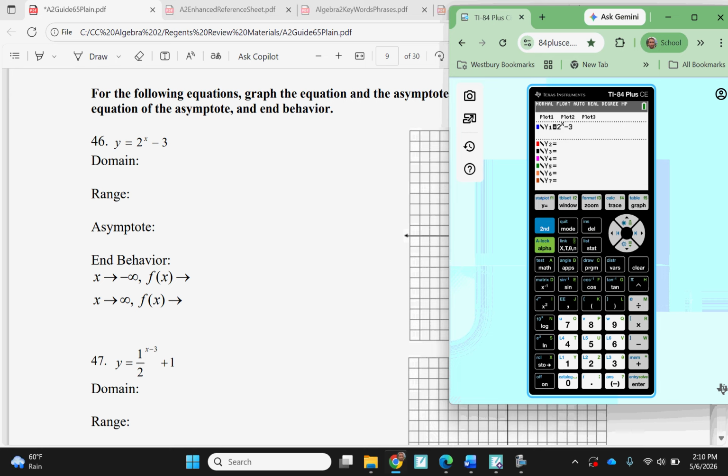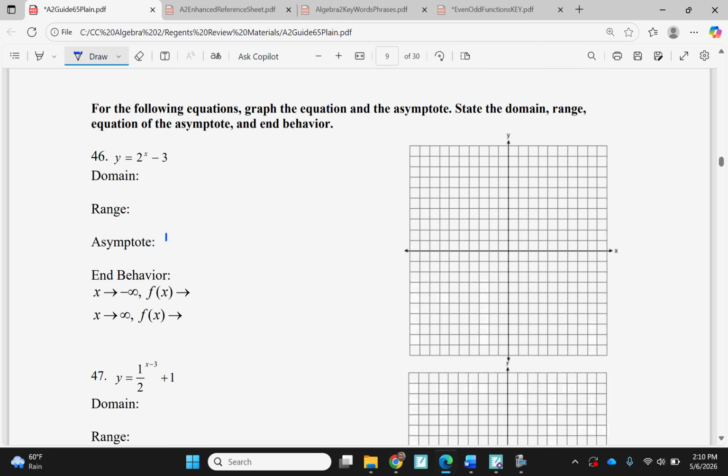I'm going to go to my table, and I see negative 3, 3, 3, 3, 3. And before it gets there, I see negative 2.99999. It's getting closer and closer to negative 3. It's never touching negative 3. Negative 3 is the asymptote. It's in the y column, so the asymptote is y equals negative 3. At y equals negative 3, a horizontal line, I make an asymptote.